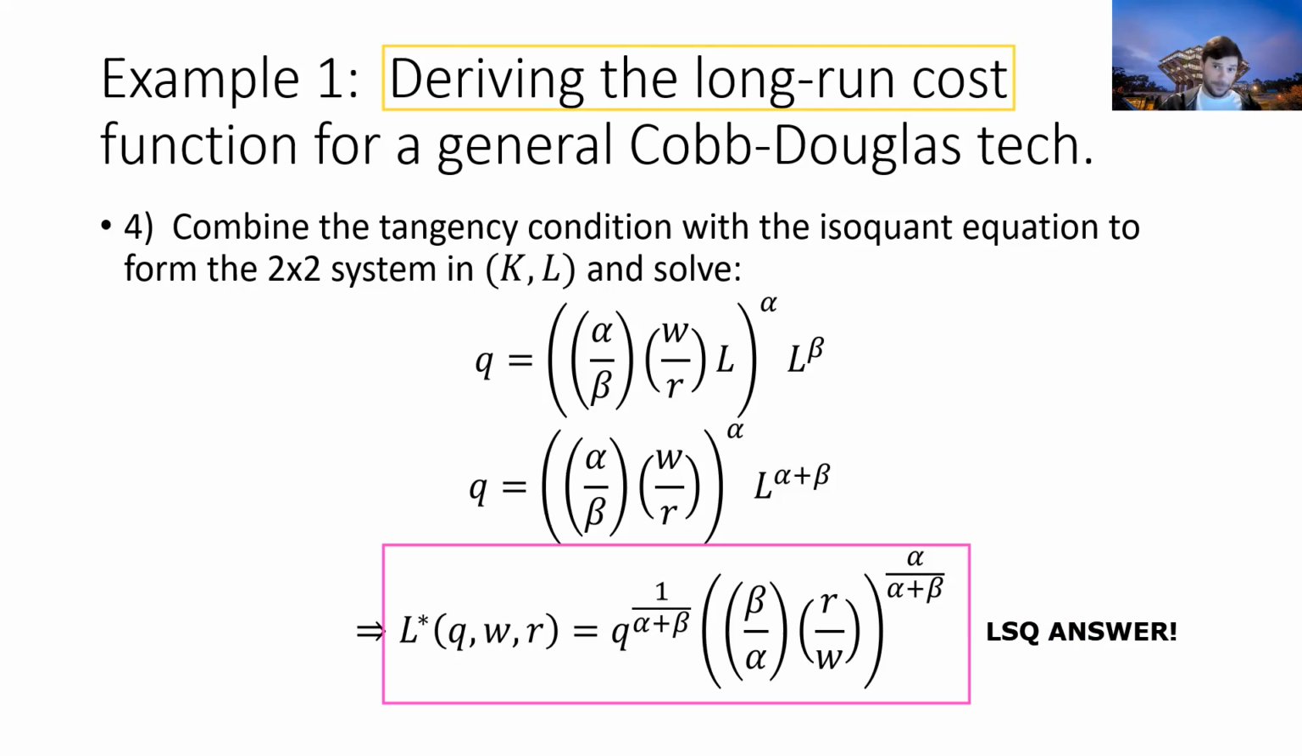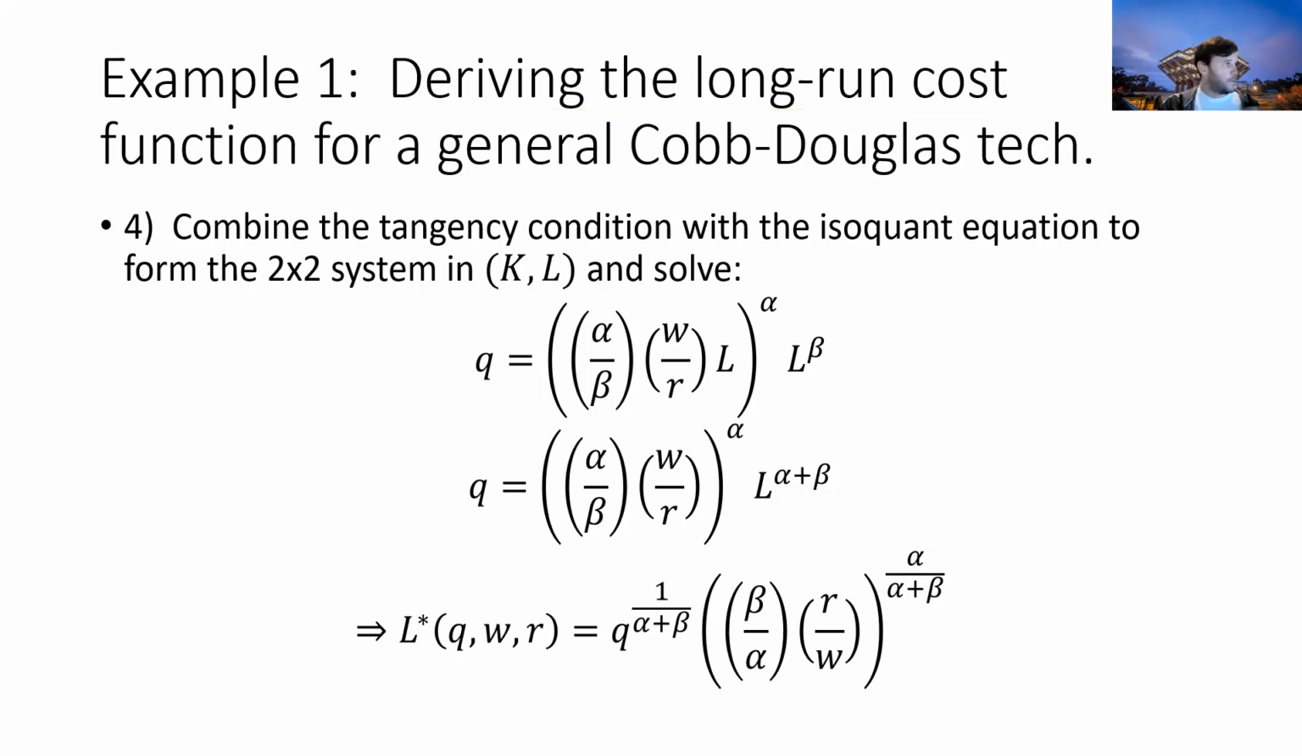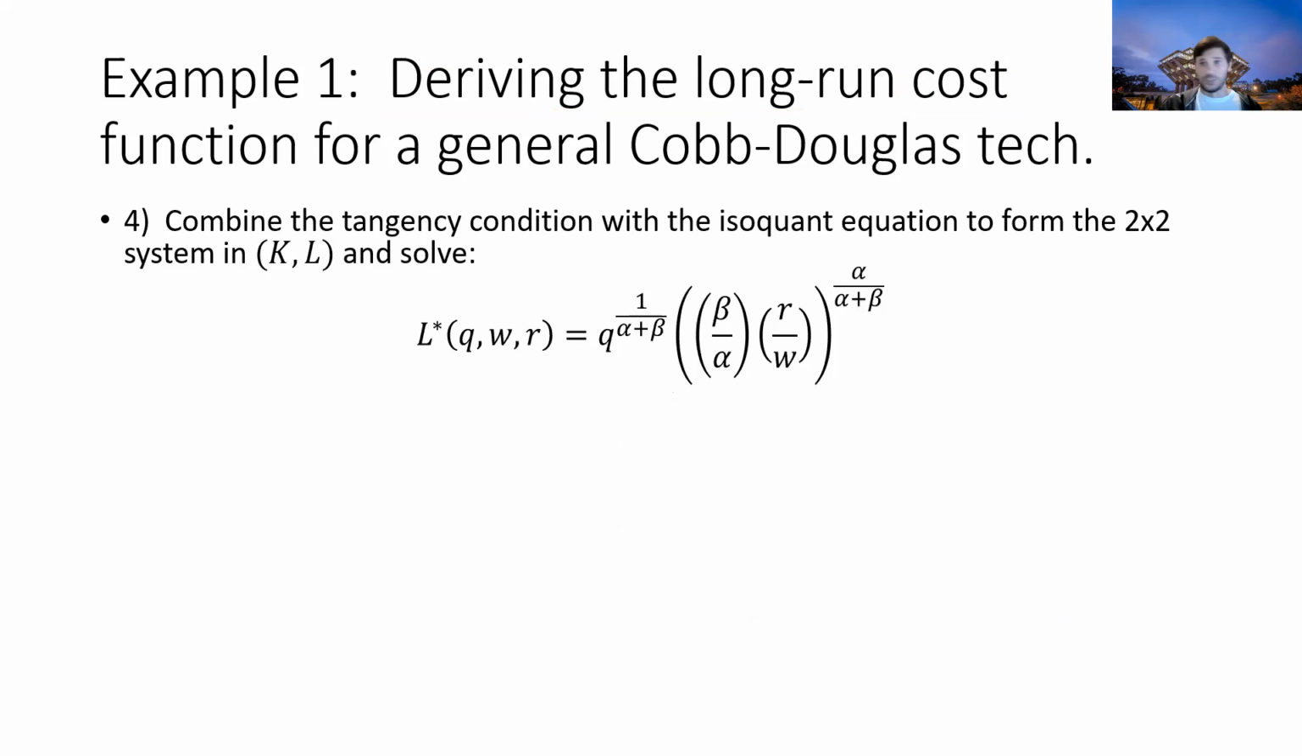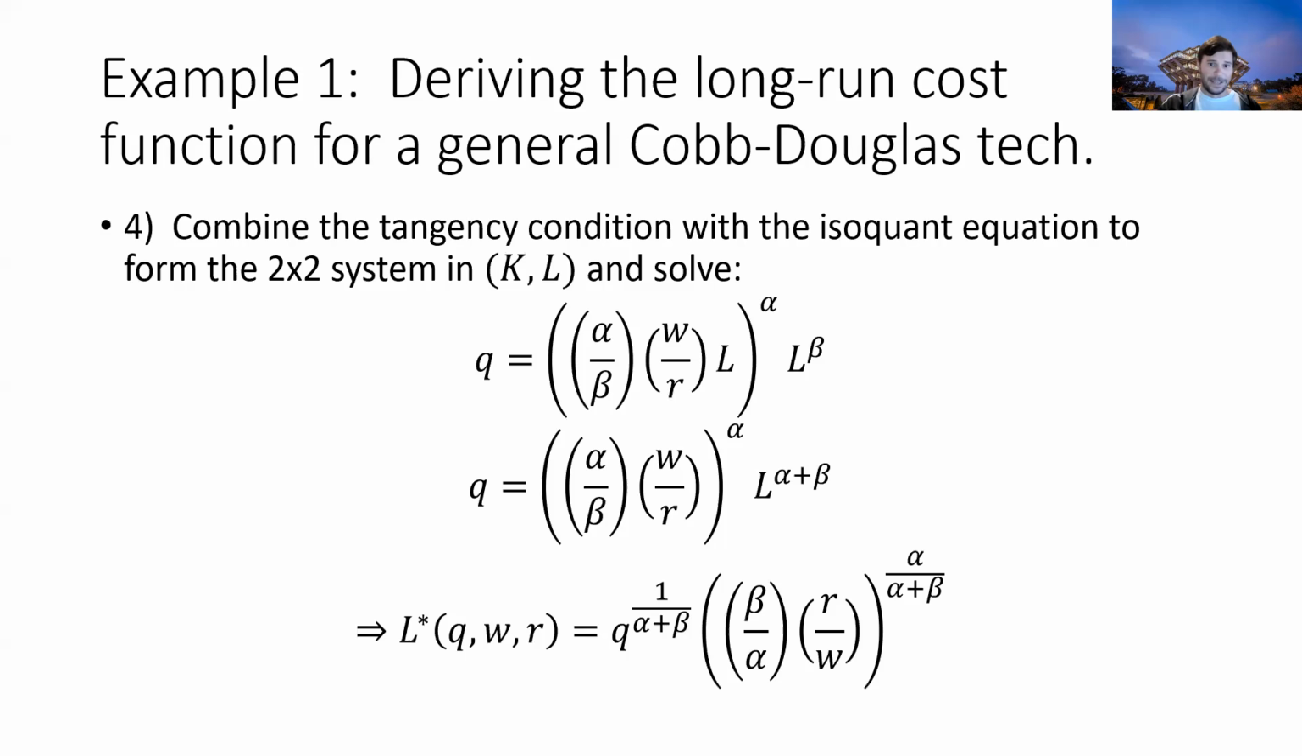We have our demand for labor, as a function of Q. What we need to do next is figure out our demand for capital. And there's again a few ways you could do this. Given the demand for labor, good question. Why did alpha and beta get switched and R and W get switched?